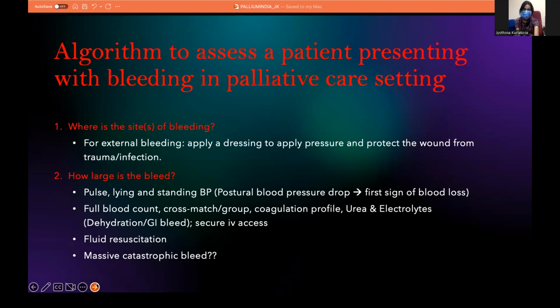So first you see for the site of bleeding. If it's an external bleed or an internal bleed, external bleeding, you apply a dressing immediately to apply pressure and protect the wound from further trauma and infection. Second, you assess how large the bleed is. You examine the patient, check the vitals, take the pulse. Also keep in mind the possibility of postural hypotension. Take full blood count, take samples for cross-matching, coagulation profile, also send urine electrolytes, because in GI bleeds there can be elevated urea levels. Secure IV access, give fluid resuscitation depending upon the volume loss, and ask whether it is a massive catastrophic bleed or a terminal hemorrhage, which we'll see later.